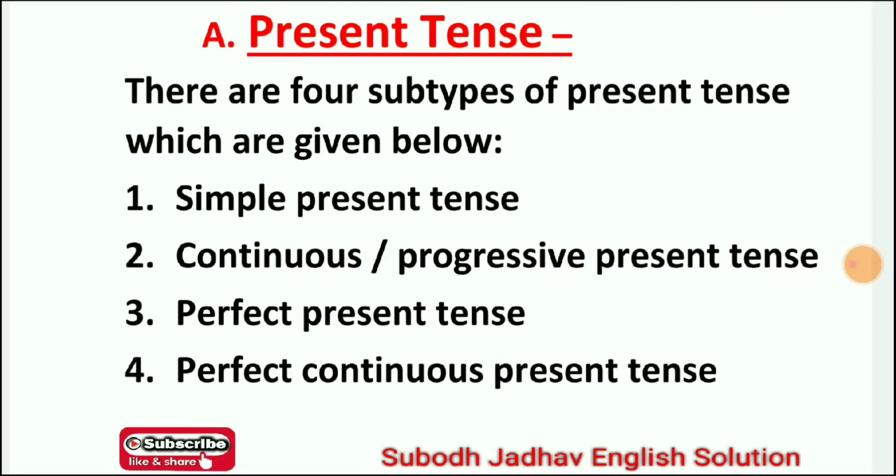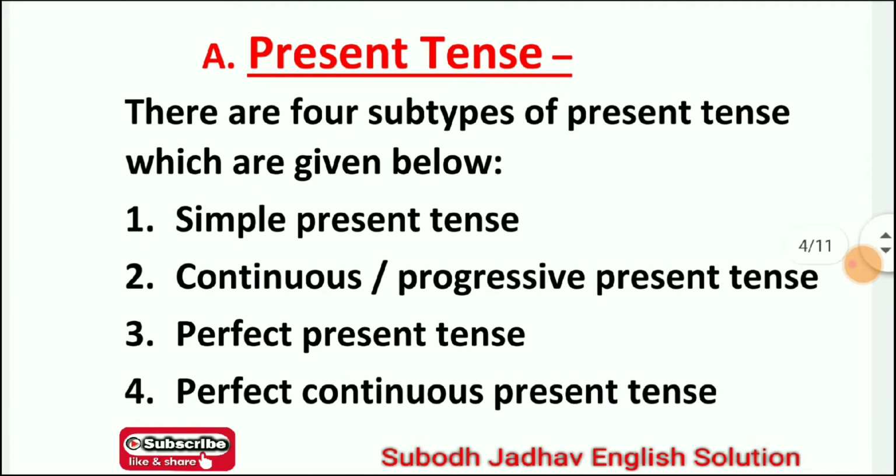Number 1, simple present tense. Number 2, continuous or progressive or imperfect present tense. Third, perfect present tense. Fourth, perfect continuous present tense. These are the four subtypes of present tense. In that, the first subtype, that is simple present tense, we will discuss now.